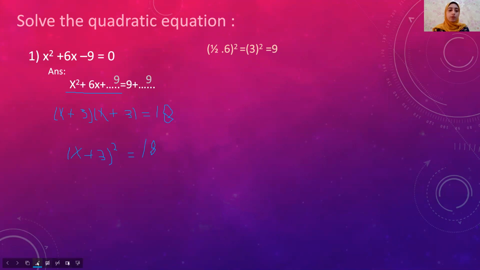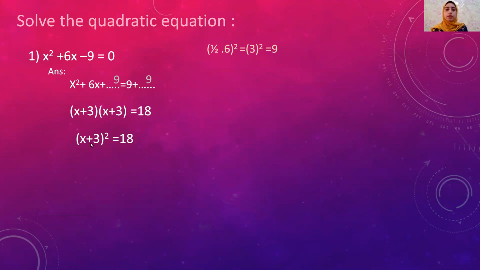Right? Well, let's check this. x plus 3 all squared equals 18. Now I will take the square root of both sides. It will be x plus 3 equals positive or negative square root of 18. Now I will add the additive inverse to both sides, negative 3 and negative 3.